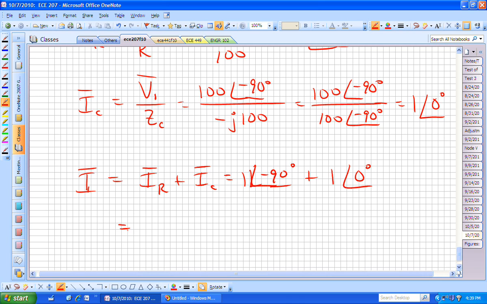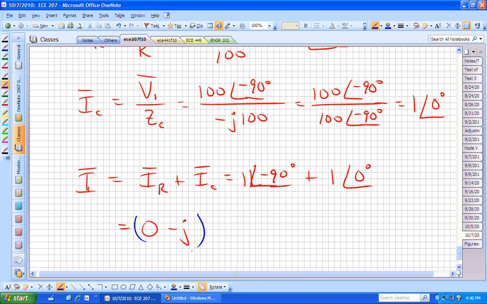And if I'm adding things, it might be helpful to go to rectangular coordinates. What's 1 at minus 90? What's the real part? If you lose track, you can use Euler's: that would be cosine of minus 90 plus j sine of minus 90. What's the cosine of minus 90? What's the cosine of pi over 2? 0. So this is now 0 minus j, isn't it? That's the first piece taken into the rectangular form.